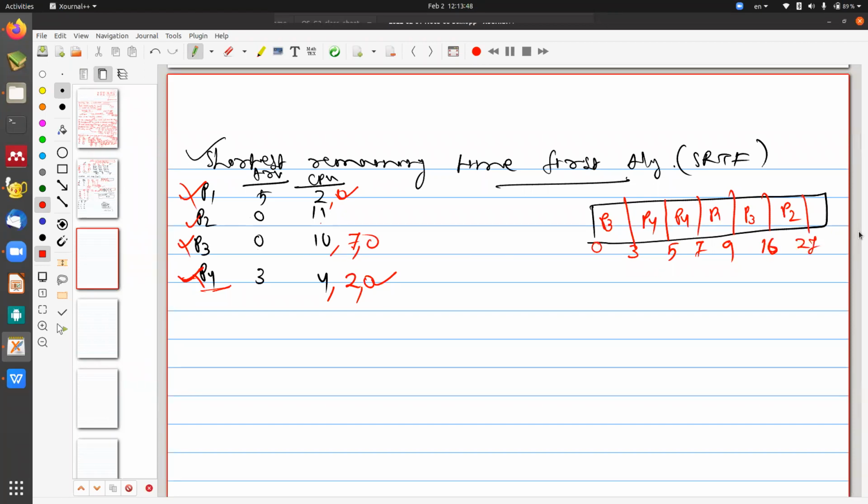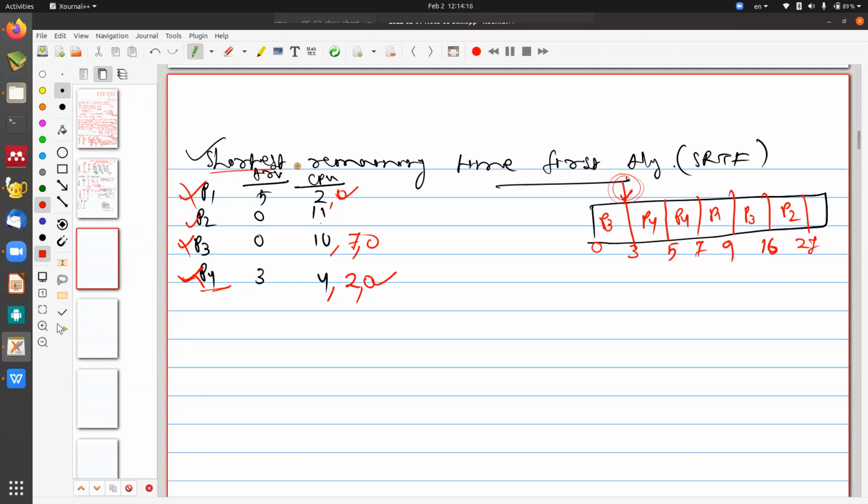Are you getting it? So this is the way you do it. What you have to do is very simple. First you put a process, then you check who is coming next. Up to that point you execute. Don't execute fully because it is a preemptive one. Because of preemption, this P3 has to be forcibly taken out and P4 enters for execution. So this part is basically preemption.